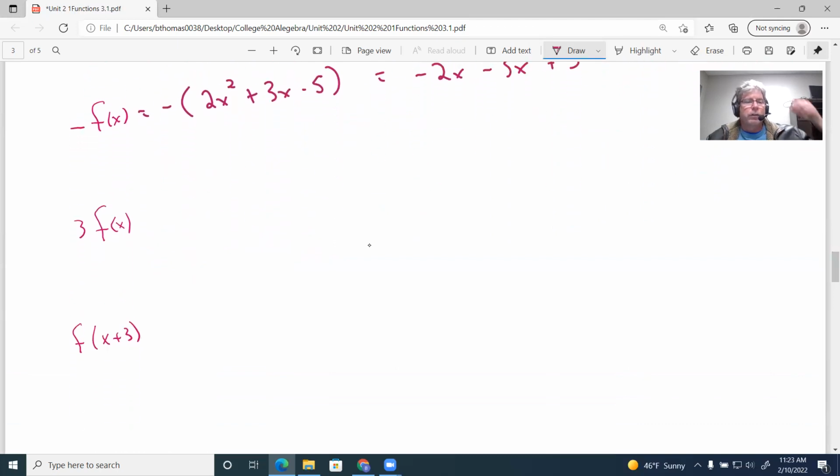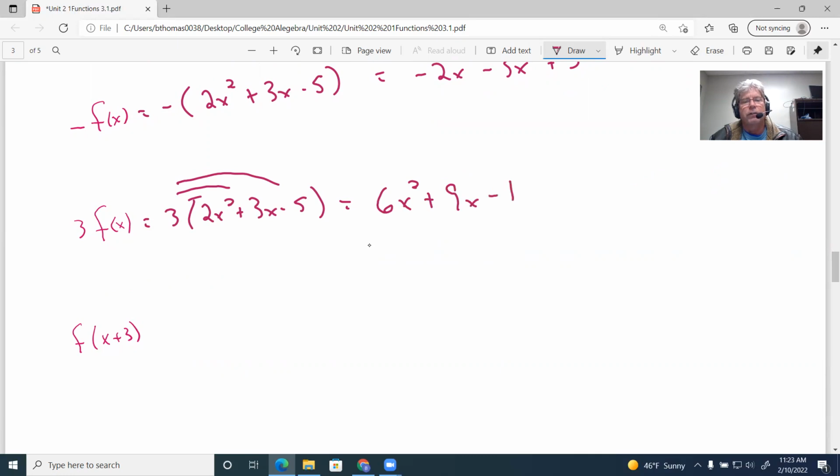Notice I have 3f of x. So notice how the 3 is on the outside. So this means to multiply the function by 3. So what this looks like is you have 3 times then 2x squared plus 3x minus 5. So now we just multiply the 3 through the parentheses to remove parentheses. That's the distributive property. So we end up with then this 6x squared plus this 9x minus this 15. And again, those are not like terms, so that stays as the answer. So 3f of x is going to equal then the 6x squared plus 9x minus 15.